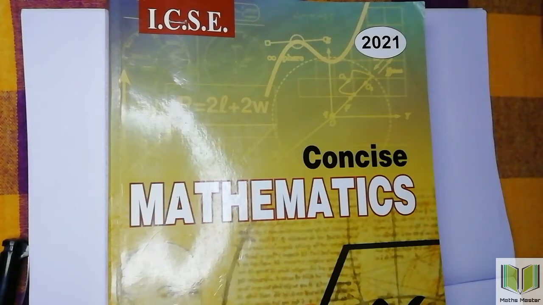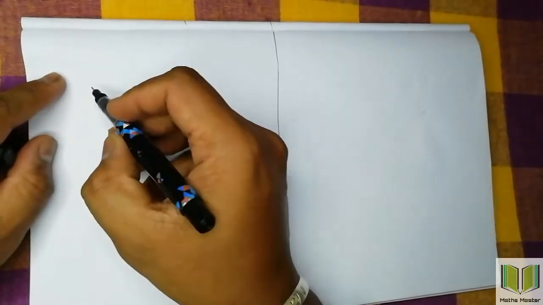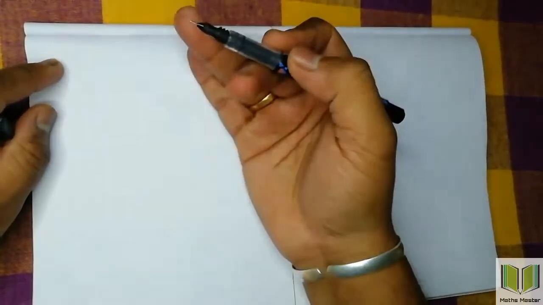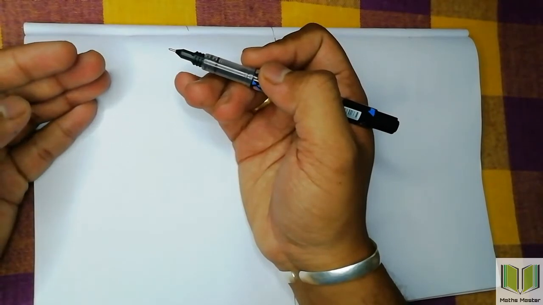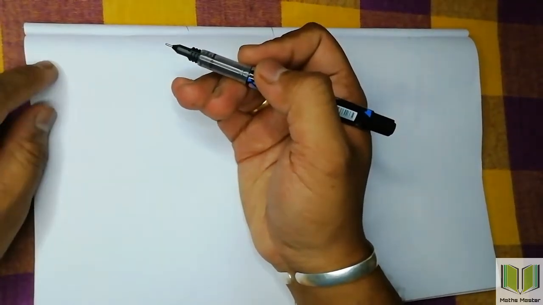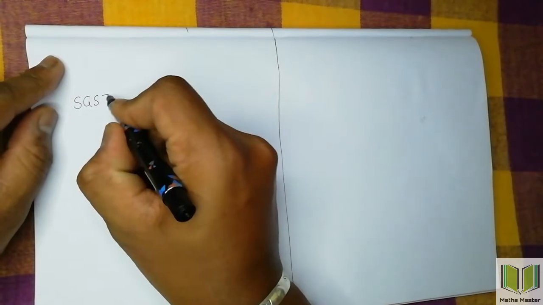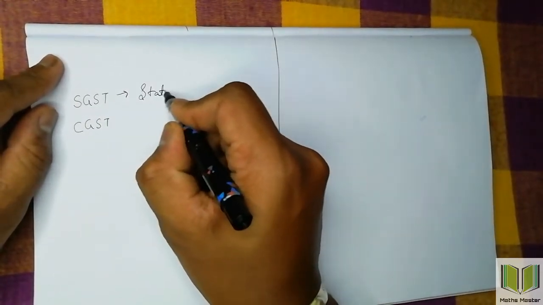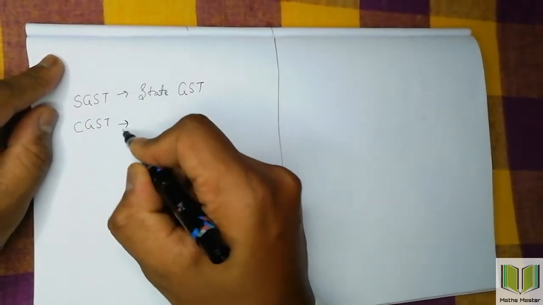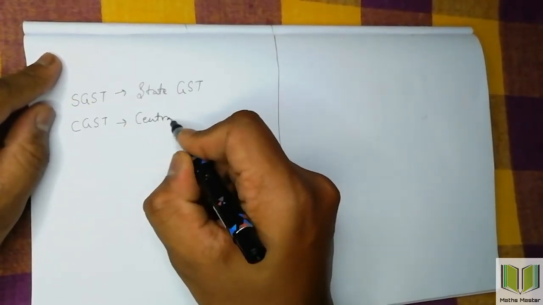In this video, I will be solving problems of Class 10 ICSE, Concise Mathematics, Chapter 1 GST, Exercise 1A. How is this GST classified? We'll see that. Now, if the transaction is happening within the state, we'll be paying two types of taxes, that is SGST and CGST. SGST is state GST and CGST is central GST.